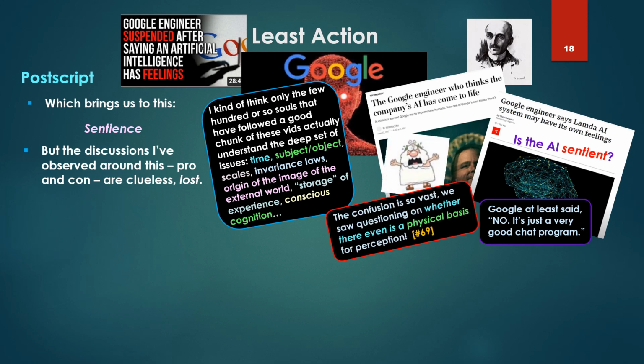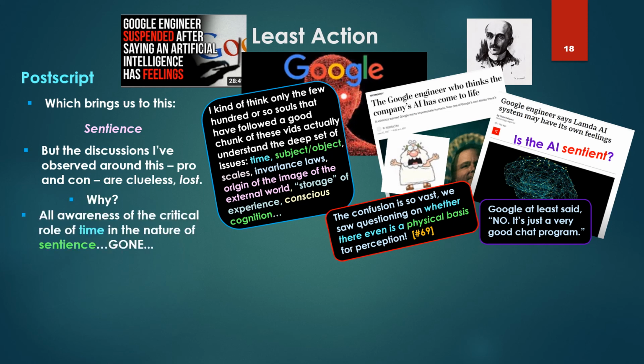The confusion is so vast. We saw questioning in the last one on information, number 69, on whether there's even a physical basis for perception. It's that lost. Why? All awareness of the critical role of time in the nature of sentience, gone.